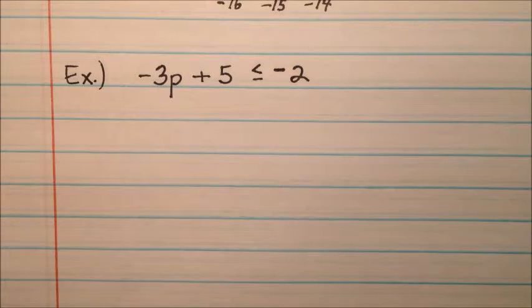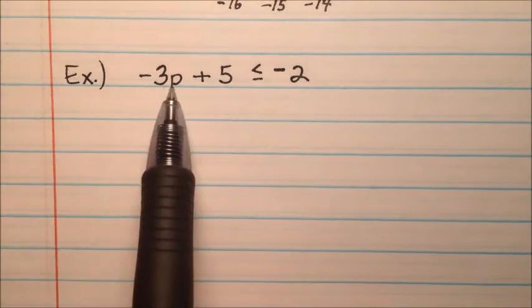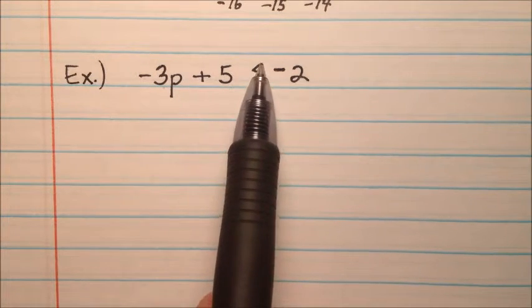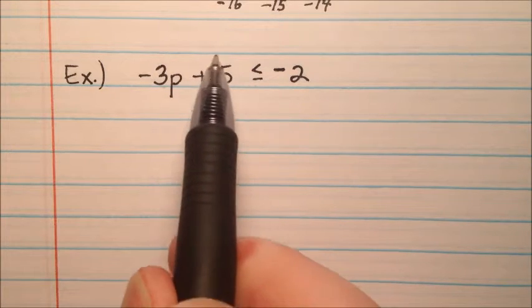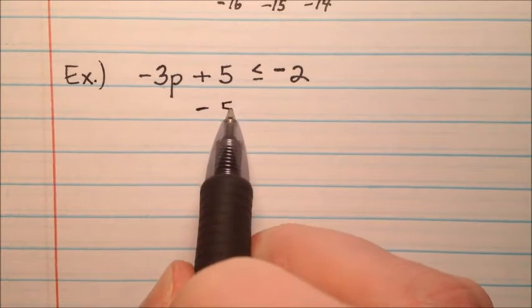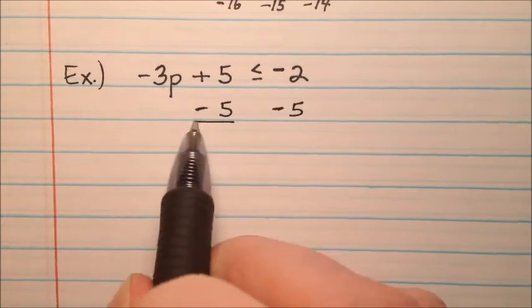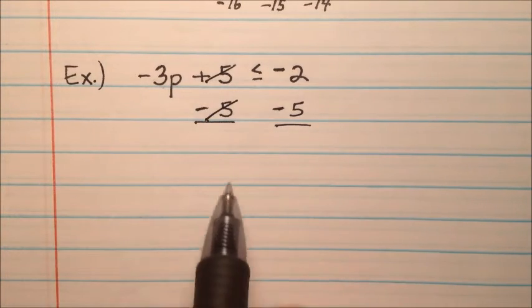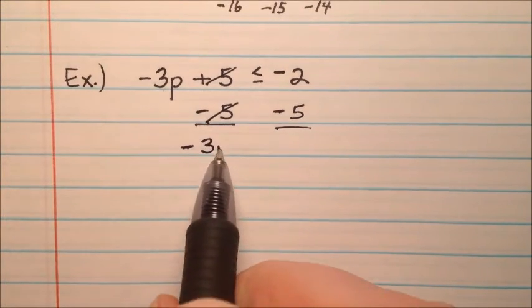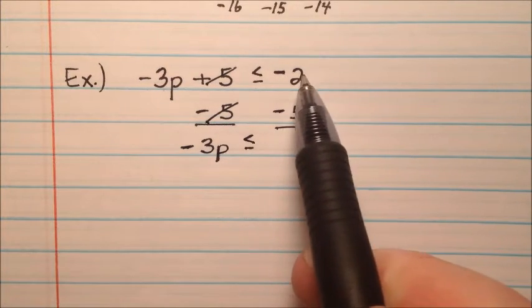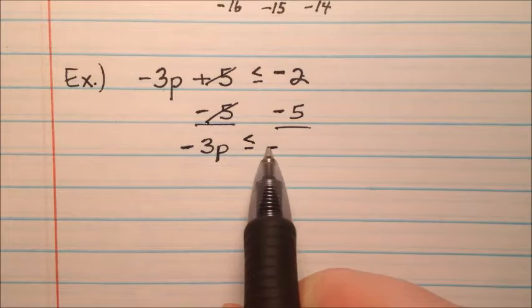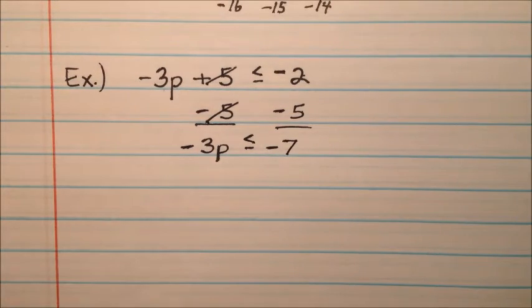In my final inequality example, I have a negative 3p plus 5 is less than or equal to negative 2. So kind of as we've been doing here, I want to get rid of this plus 5, so I'm going to subtract 5 from both sides. And when I do that, these 5's of course will cancel, so I'm left with just a negative 3p over there on the left is less than or equal to, and now negative 2 and a negative 5 are going to make a negative 7.